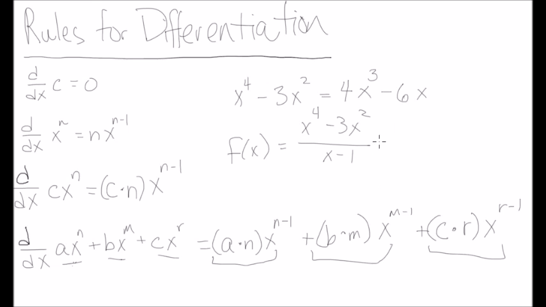Okay, you could split it up into two different fractions. You could say x to the 4th over x minus 1, remembering that the denominator stays constant, minus 3x squared over x minus 1. So there you could take the derivative of this first term minus the derivative of the second term, but you have to keep the denominator present through the whole thing.